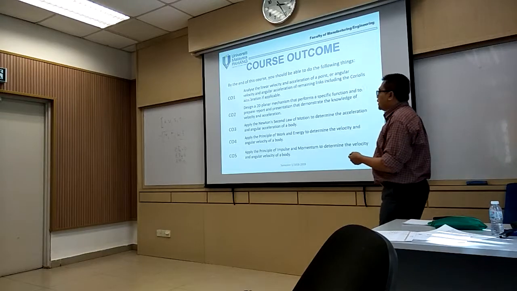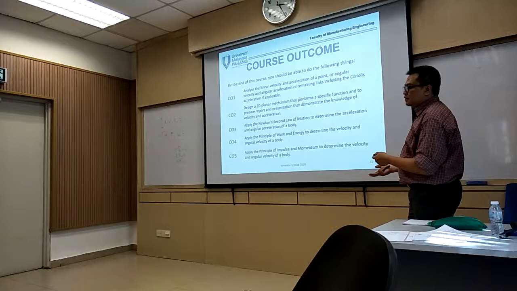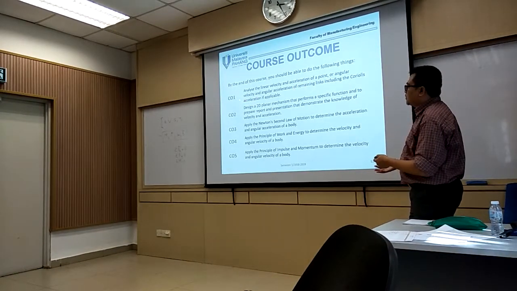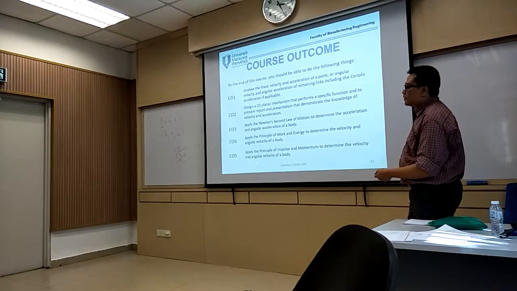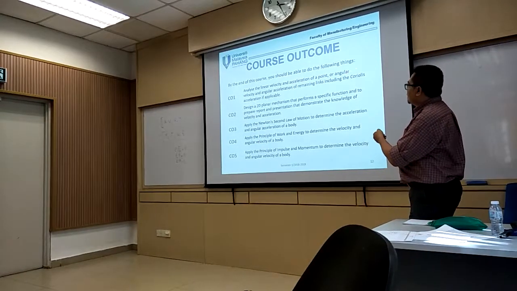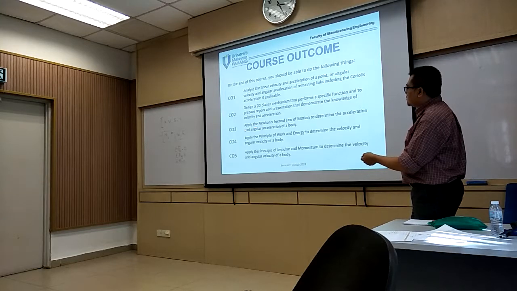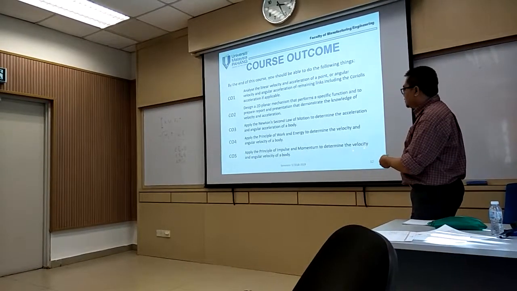Okay, so we have 5 COs. By the end of this course, you are able to fulfill these 5 COs. CO1 is related to chapter 1. CO2 will be almost the same as chapter 1. CO3 is chapter 2, CO4 is chapter 4, and CO5 is chapter 5.